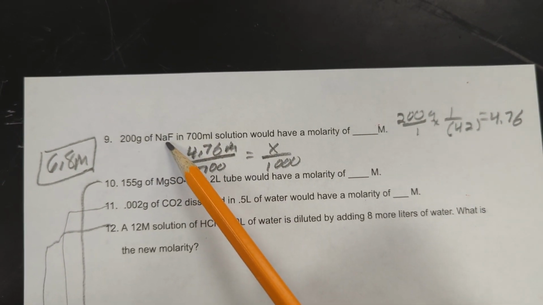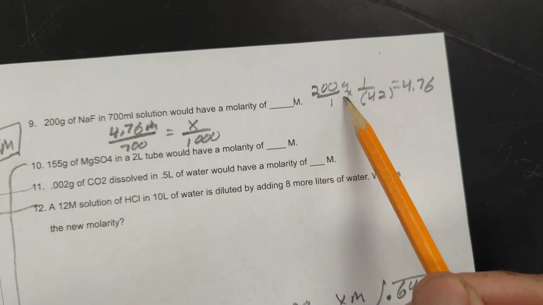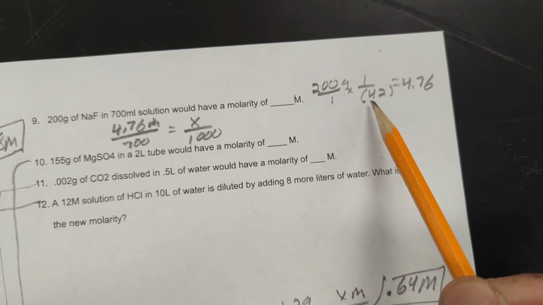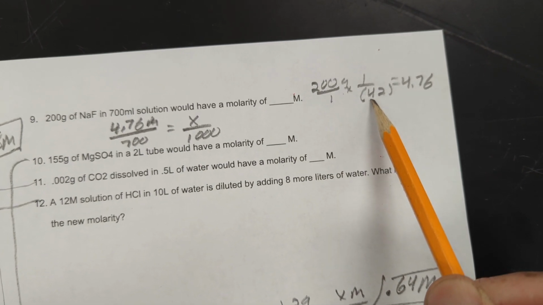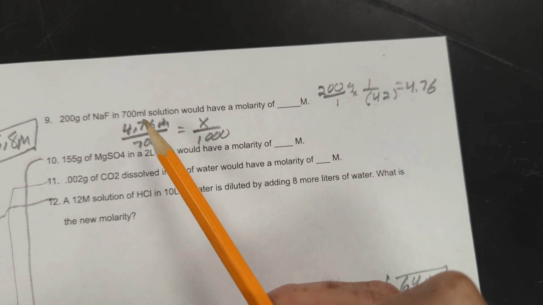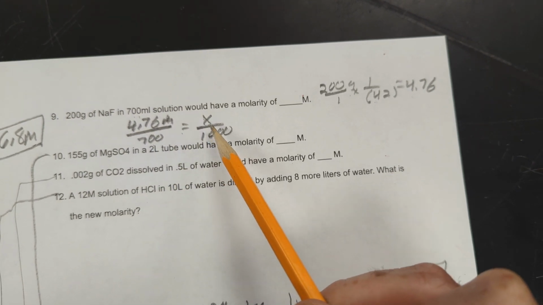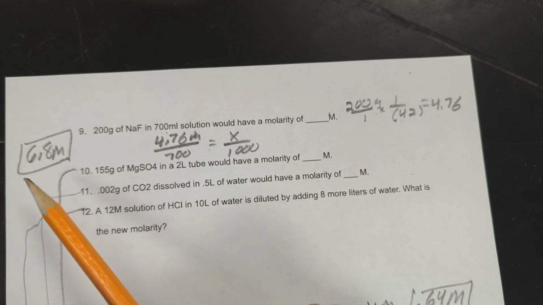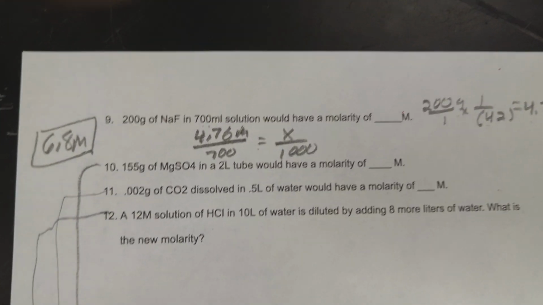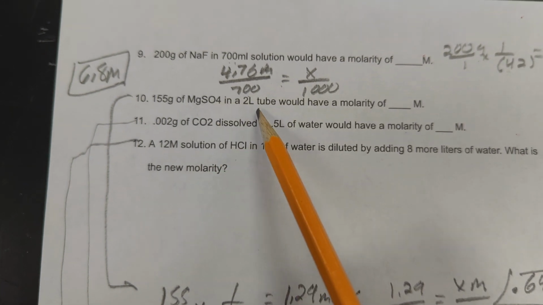200 grams of sodium fluoride. Well, what we'd have to do there is say 200 times 1 over 42 because that's 23 plus 19. It's 4.76 moles. So you have 4.76 moles in 700 milliliters. That's how many moles per liter? 6.8. All right. Number 10, 115 grams of magnesium sulfate are in 2 liters.